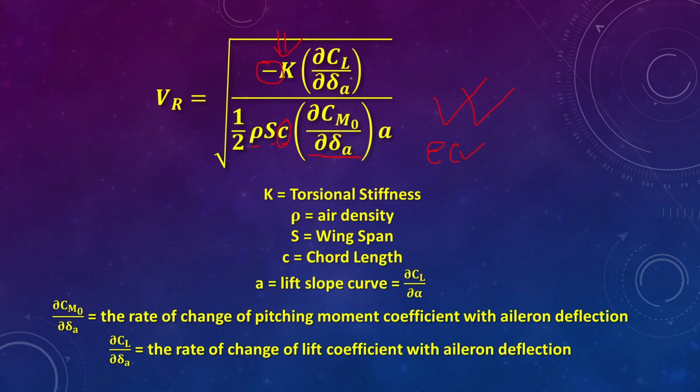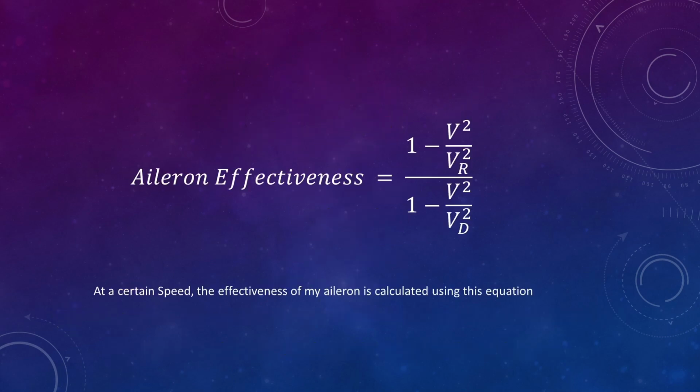And we have, as you can see, the change of lift coefficient due to aileron deflection, the change of moment coefficient due to aileron deflection, and this a is the lift curve slope. All values are given in the question. So you just need to put the values there and find out the velocity. Okay, and aileron effectiveness, how do you calculate that? Using this particular equation, where this V is equal to 150. This is given because at this particular point we want to see if our aileron is effective or not, right?